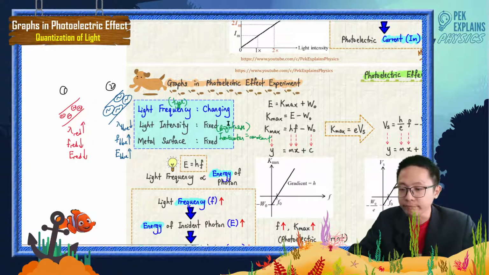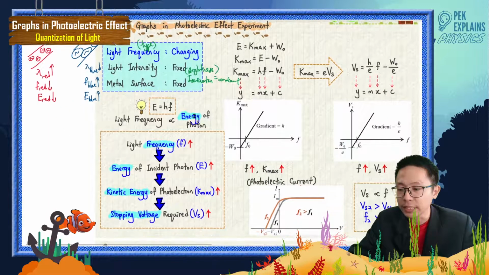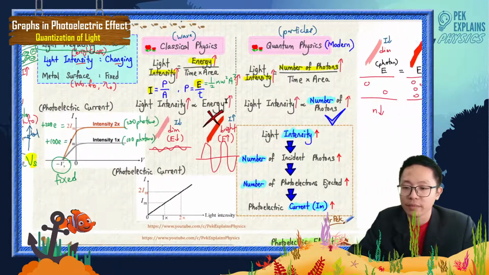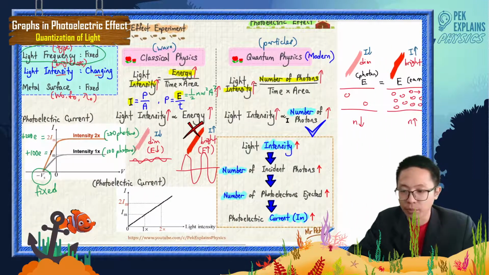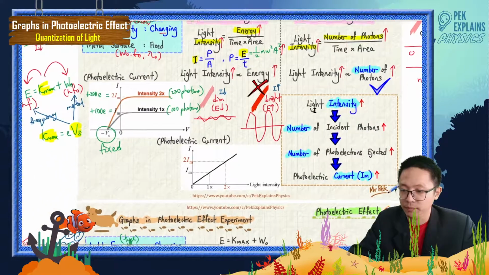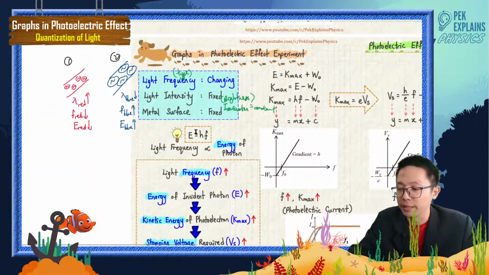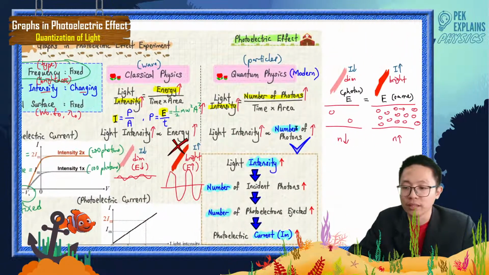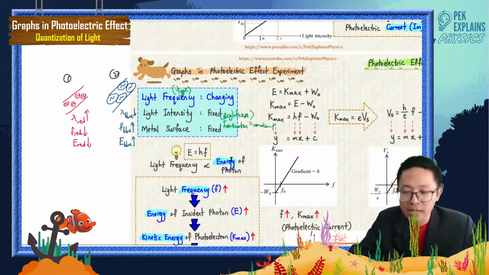Okay? So this is what it changed. The frequency is proportional to the energy of photon. Last time, the intensity is proportional to the number of photons. Now, the frequency is proportional to the energy of photon. One is the number of photons. Another one is about the energy of photon.